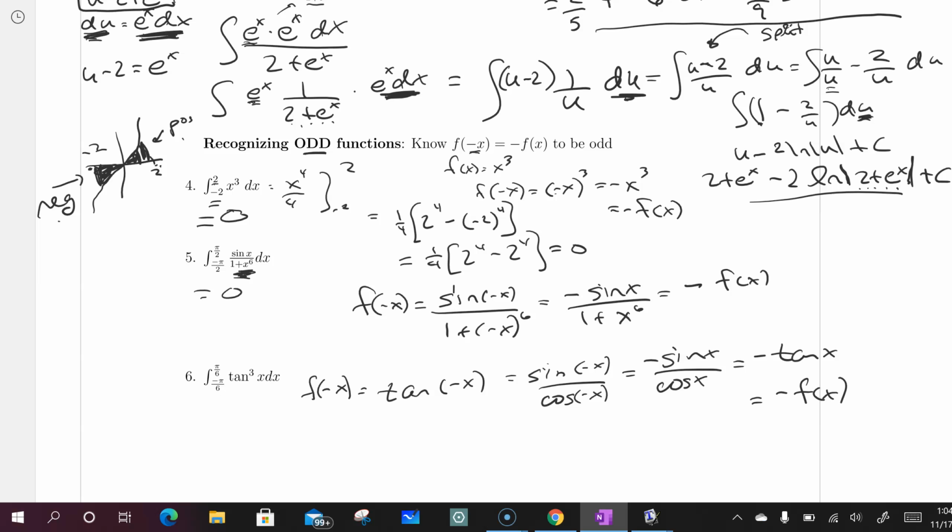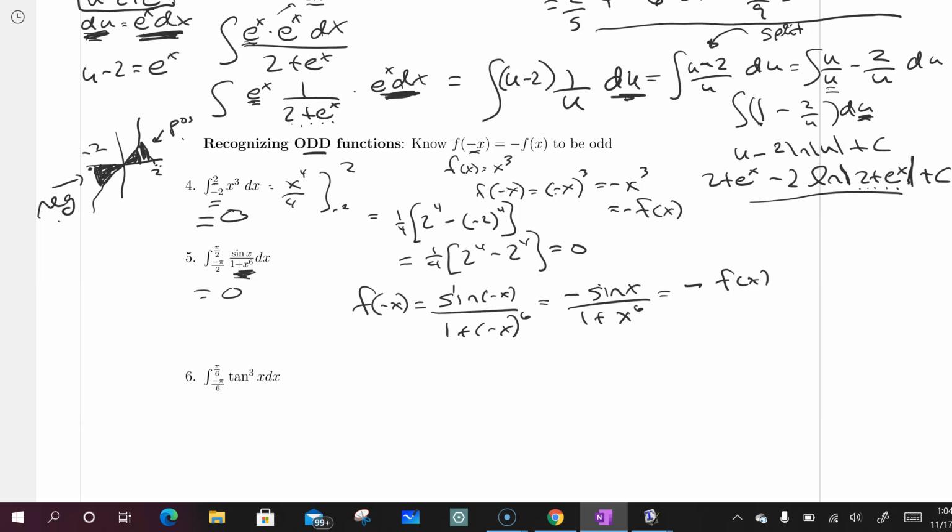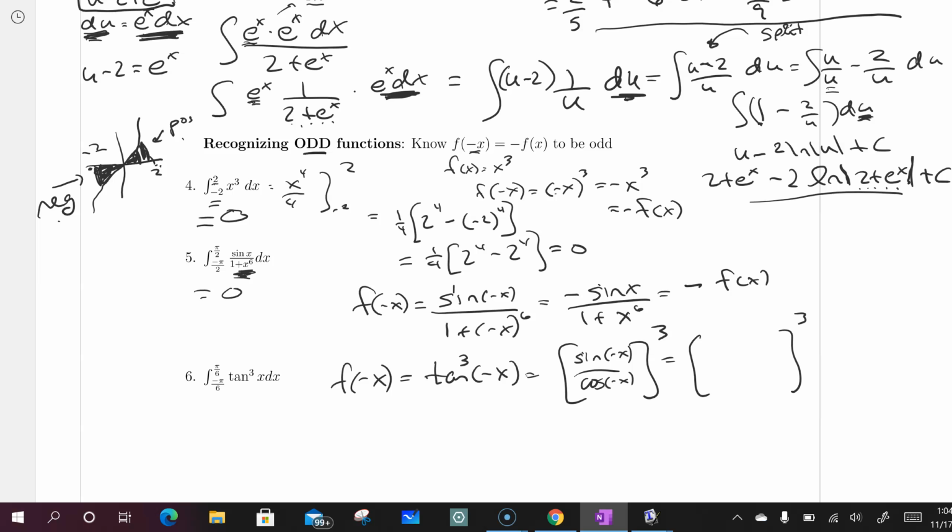Oops, I made a mistake here, didn't I? All right, let me start this one over again. I forgot the cubed. So let's start over again. F of -x is tangent of -x cubed. So let me pull the cubed all the way on the outside, and then let's rewrite this as sine of -x over cosine of -x. So keeping the cubed all on the outside, this is negative sine of x, and this is positive cosine of x.